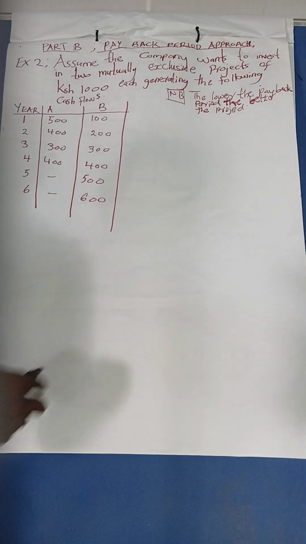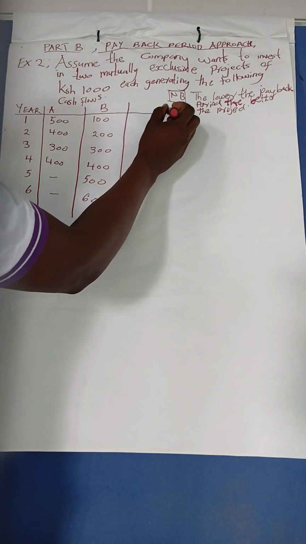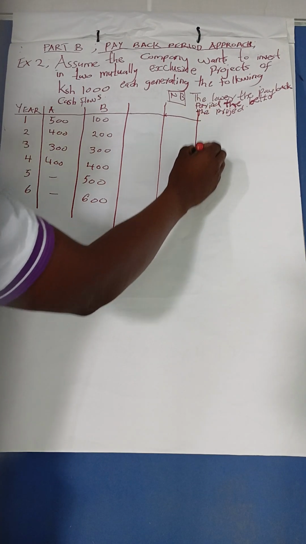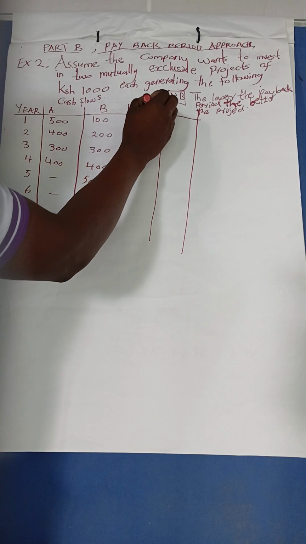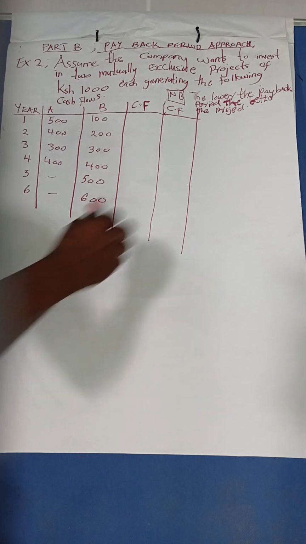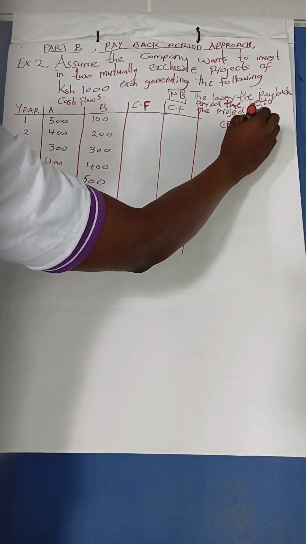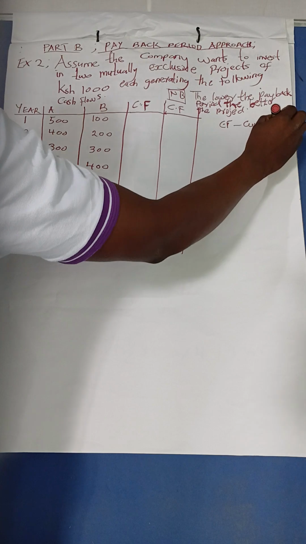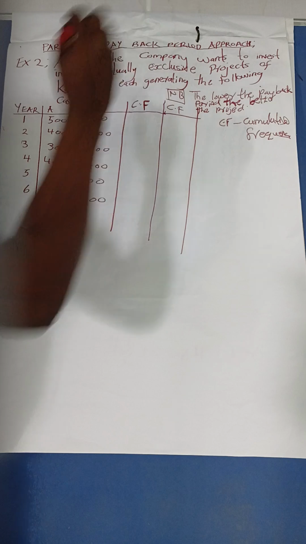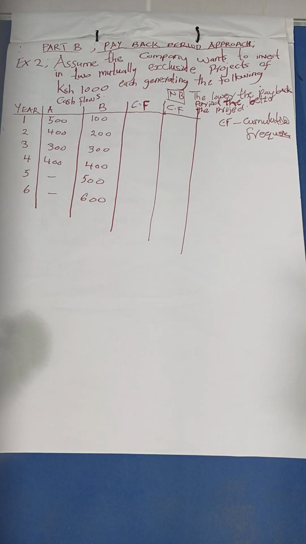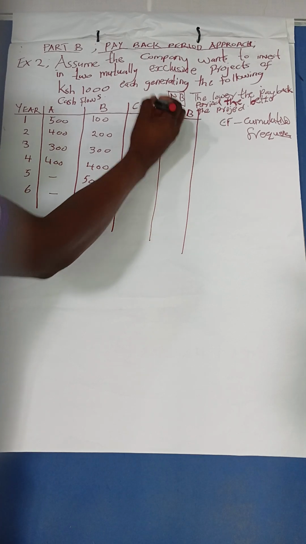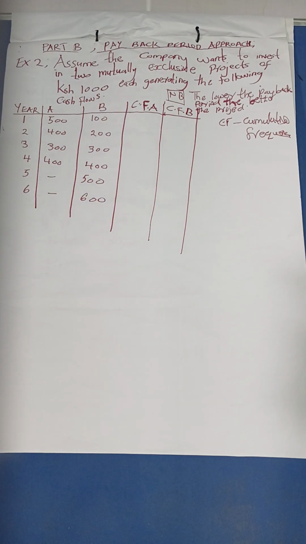The first thing, we have to come up with what I call the cumulative frequency for each project. Let me call it CF, cumulative frequency. We are going to accumulate the total amount of the cash flow for each project. So this is the cumulative frequency for project A, and this is the cumulative frequency for project B.